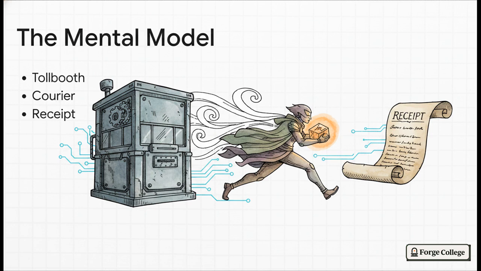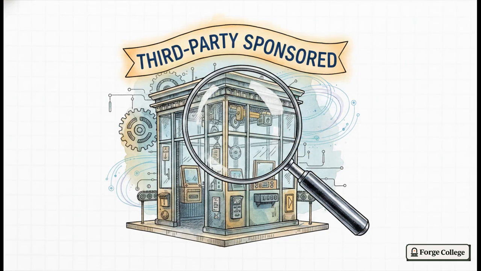Next, we have the courier. This is the relayer or bundler, literally the delivery service physically carrying the user's signed intent to the blockchain. And finally, the receipt. This is your post-transaction evidence. It proves what happened, who paid, and that the package actually arrived safely. By breaking down all this complex cryptography into these three simple roles, we can perfectly map abstract technical choices to concrete UX responsibilities. Now listen closely, because here is your golden engineering rule for the day.